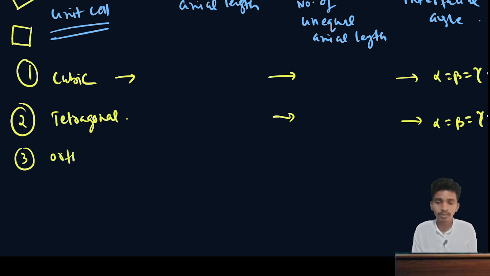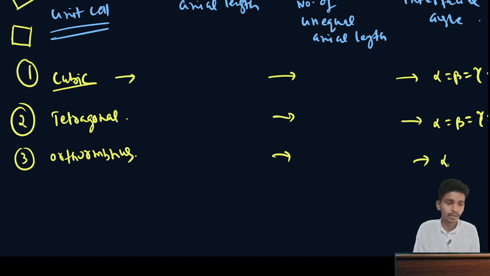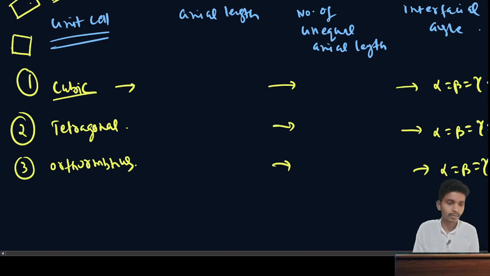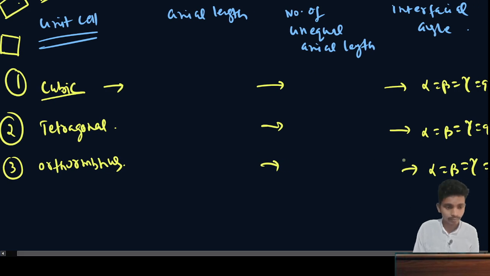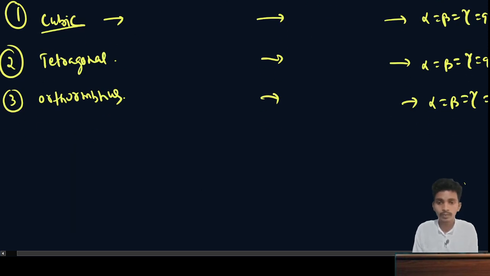First cubic you will write, then tetragonal, then orthorhombic, then rhombus. Here also alpha, beta, gamma equal to 90 degree. Please order it: first cubic, tetragonal, then orthorhombic. Then we have those which are not equal to 90 degree: first cubic, then tetragonal, then rhombus.